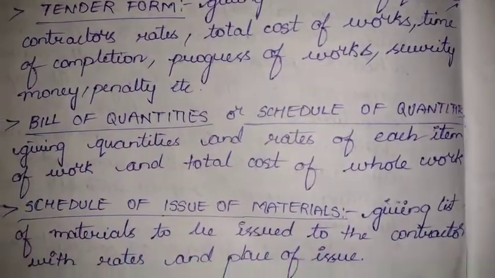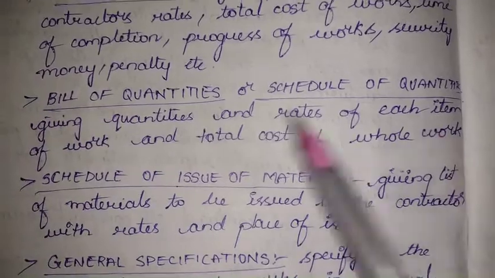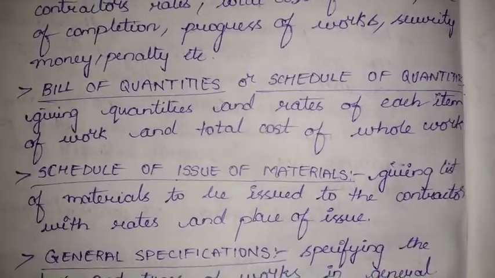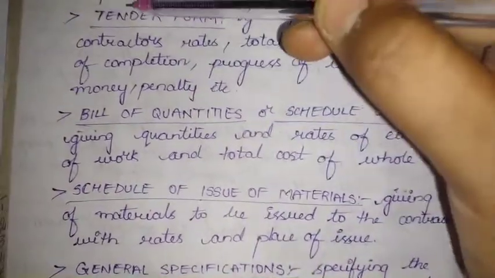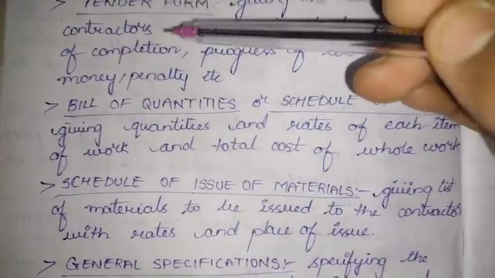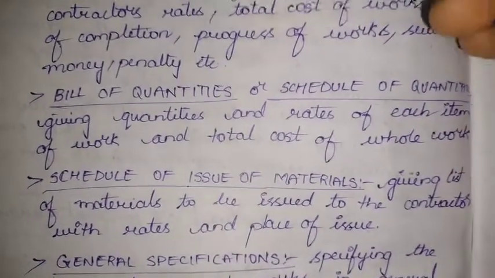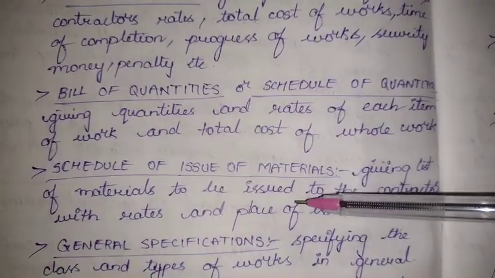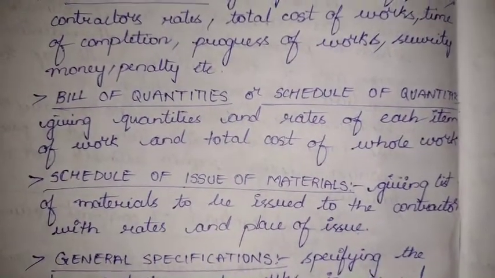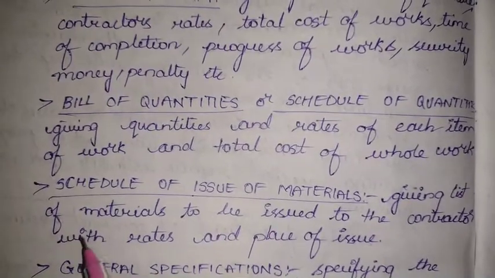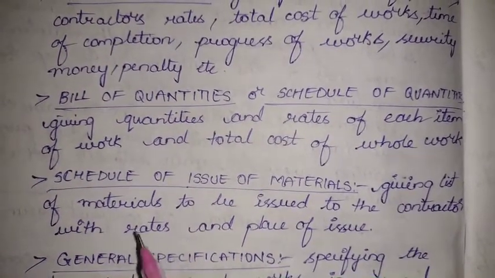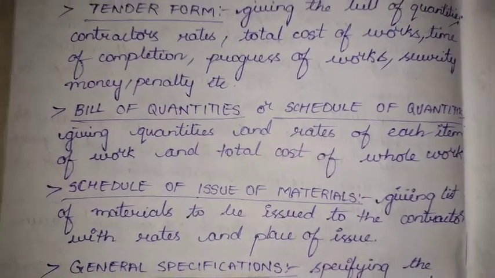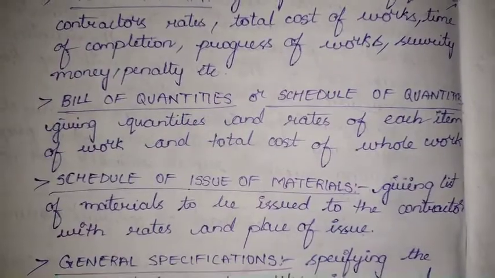Next, we have the bill of quantities or schedule of quantities. That is giving the quantities and rates of each item of work and the total cost of the whole work. See, whenever I am talking about the construction of a building, I will also mention the steps, right? So these are the different works included in that. For all these works, the quantities of material required and the rate of each material is mentioned, giving the whole rates, the contractor rates, over here, and by which we will get the total cost of the work.